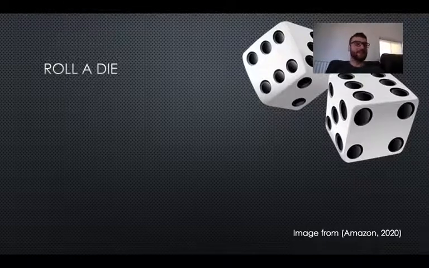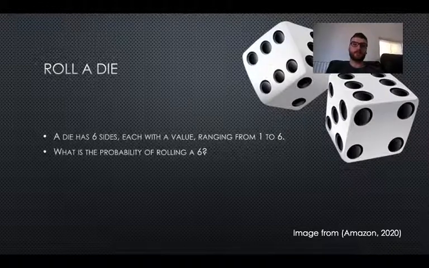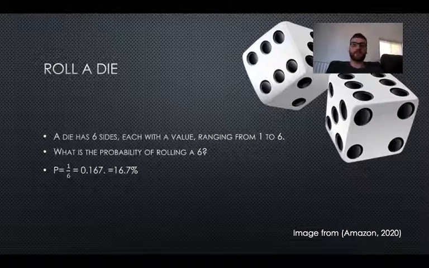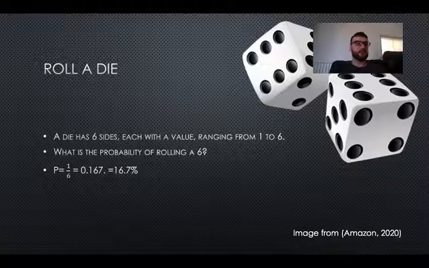So anyway, you need to roll a 6 to win, but what are the chances? Well, a die's got 6 sides, each with a value ranging from 1 to 6. So that's 6 possible outcomes. You need a 6, which is only one desired outcome. So if we put that into the equation, it's 1 over 6, because you've got one desired outcome over 6 possible outcomes, which gives you a probability of 0.167, which is 16.7%. So you've got a 16.7% chance of rolling a 6 and winning the game.